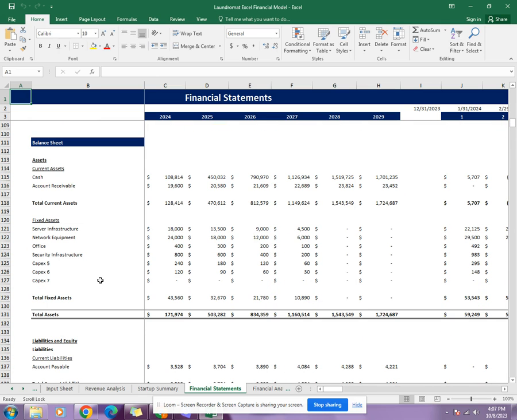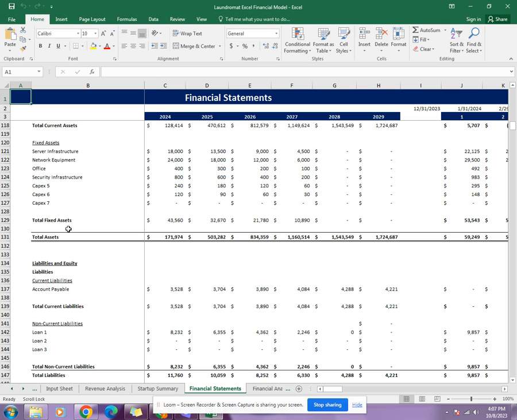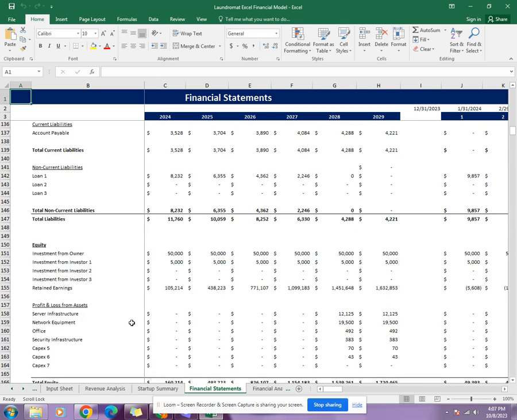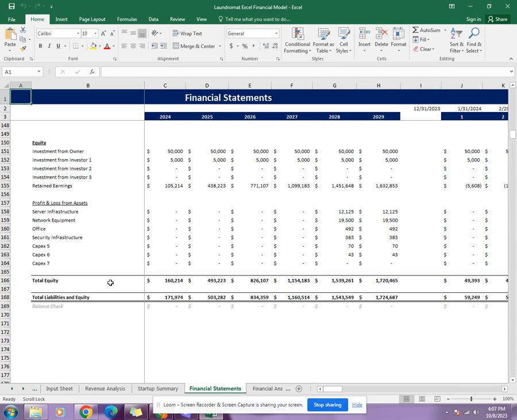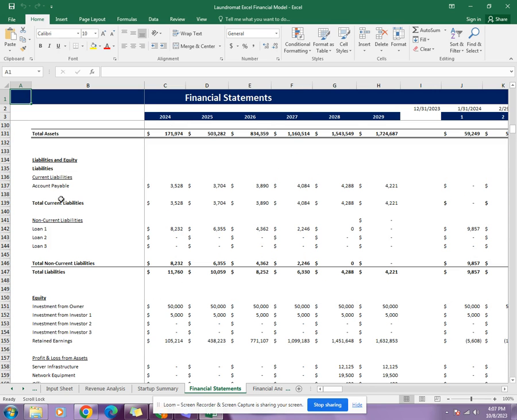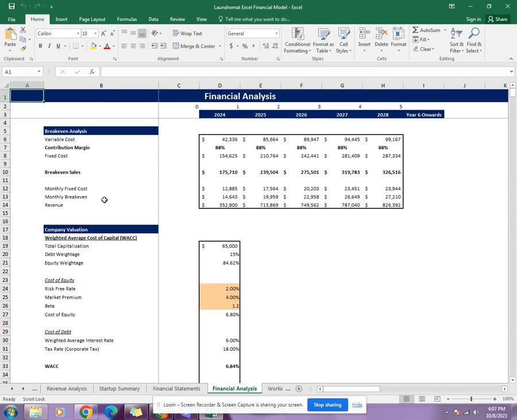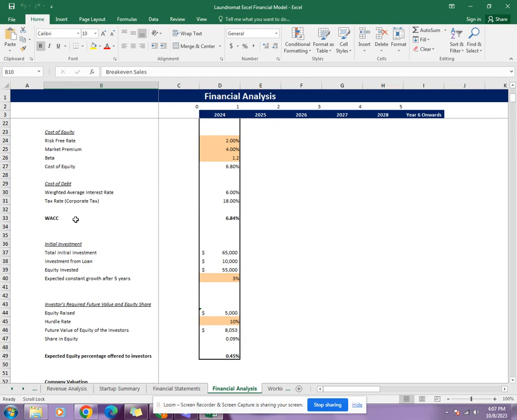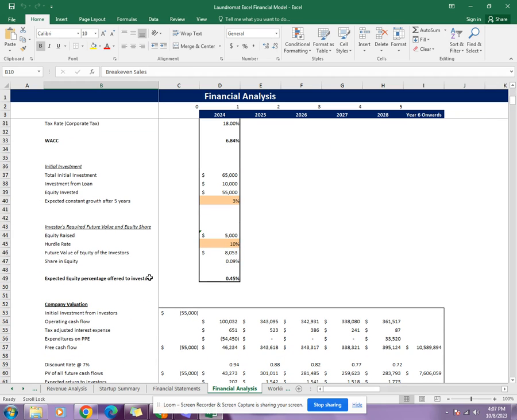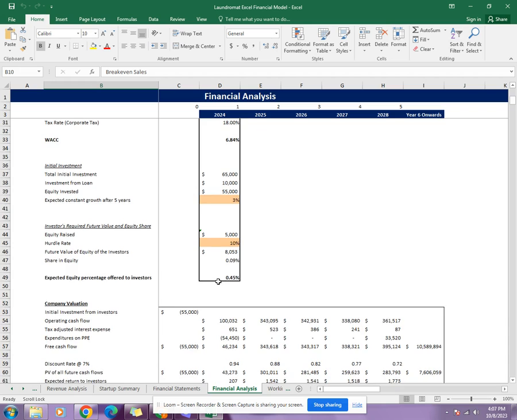Then comes the balance sheet. The balance sheet tells you about the total assets of the business and compares them with the total liabilities and equities, which are used to identify the business's overall functioning, if it's profitable or not. It also gives you the balance check, whether the total assets and liabilities on the balance sheet are balanced or not. Then comes the financial analysis, which includes the break-even analysis, which gives you the break-even sales. Then comes the company valuation, which gives you the WACC of the business as well as the expected equity percentage that can be offered to the investors.